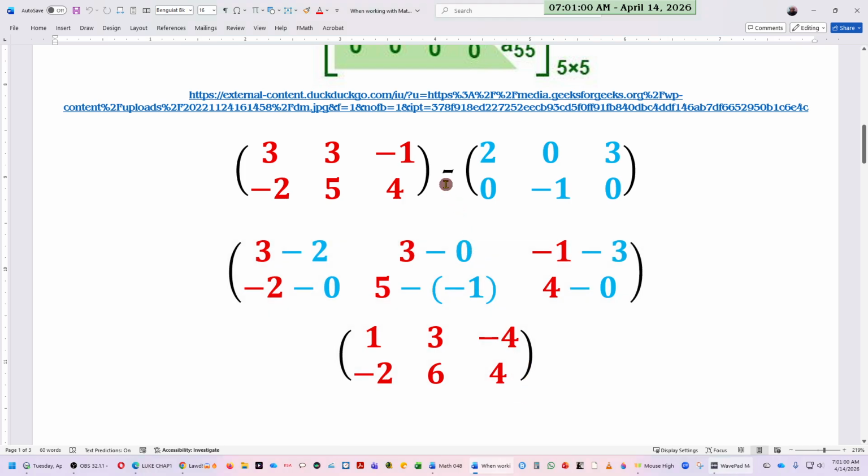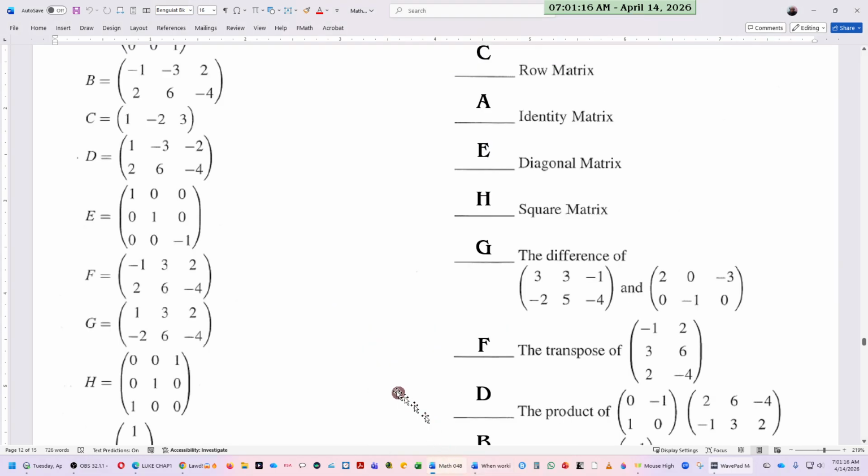Be careful with the negative signs. Notice this will subtract the -1, which will change this to a positive. If you're using a calculator, you shouldn't have a challenge though. So the one that has 1, 3, -4, -2, 6, and 4 is what you're looking for. You would have to actually work that out to see that, and that is going to be the G.